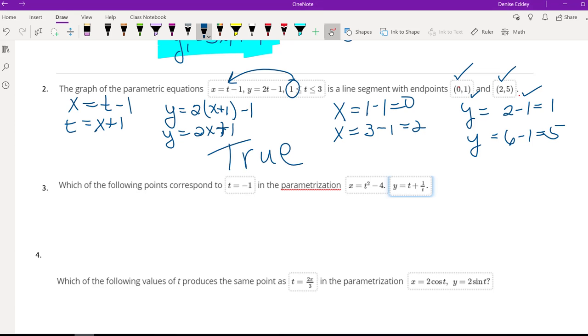All right, next question. Which of the following points corresponds to t equals -1 in the parameterization? I apologize if you did this early. There are some problems with Schoology. It was not keeping my math equations very well, and that one was missing, and there's another one later that was missing as well. So all you really had to do was substitute -1 in for this one. It looked a lot harder than it was, and it wasn't meant to be.